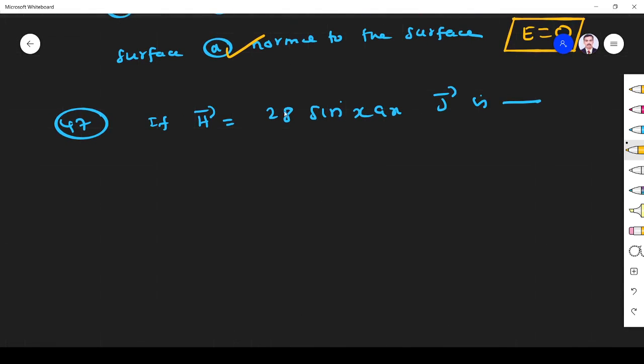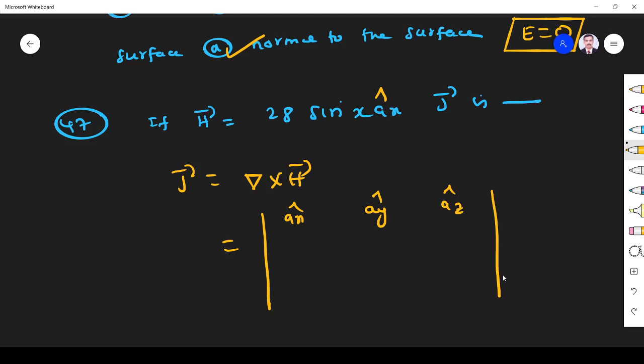So the next question is, if magnetic field H is equal to 28 sin x a_x, what is the current density? We know current density J is equal to del cross H. So I have to find del cross H, which is the determinant of a_x, a_y, a_z, dou by dou x, dou by dou y, dou by dou z, with components 0, 28 sin x, 0.